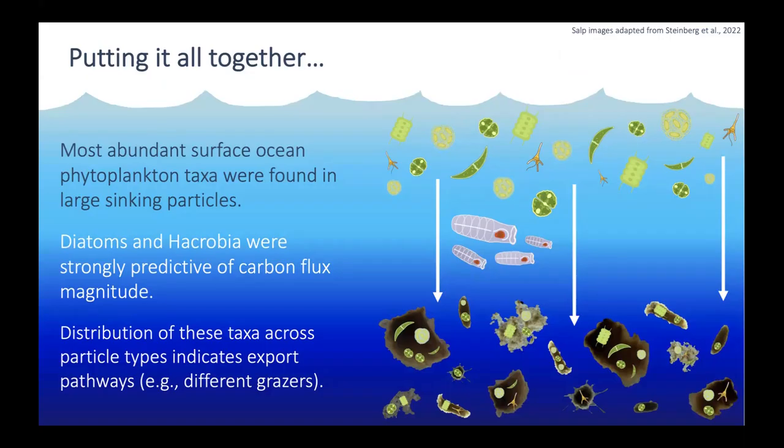Is there a different fraction of large to small particles? Do we have different grazers present? Are we ultimately getting a different pathway for the surface ocean phytoplankton to get into the deeper ocean?